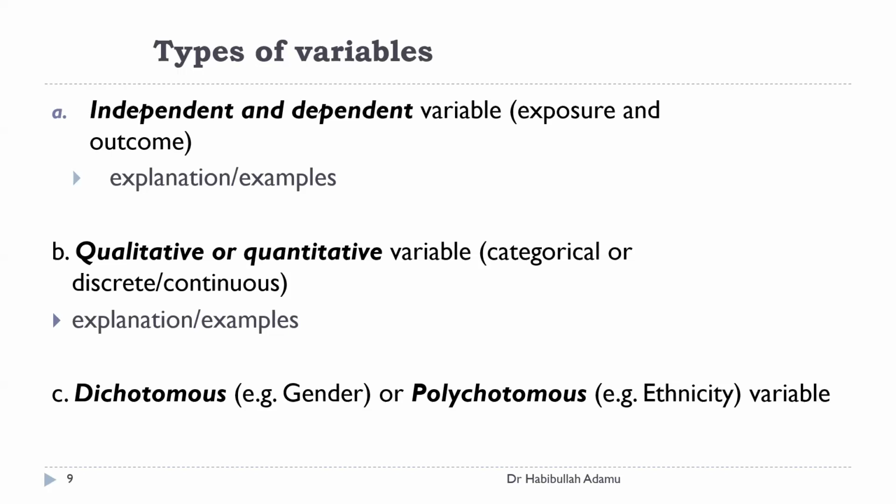So when we talk about dependent or independent variable, maybe we should start with the dependent variable. A dependent variable is that variable that is value or appearance.